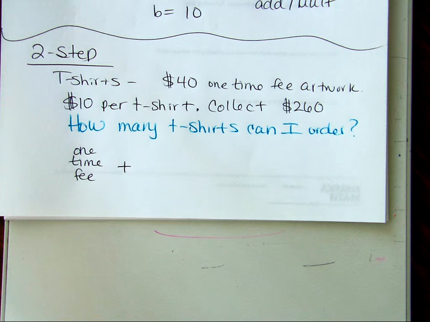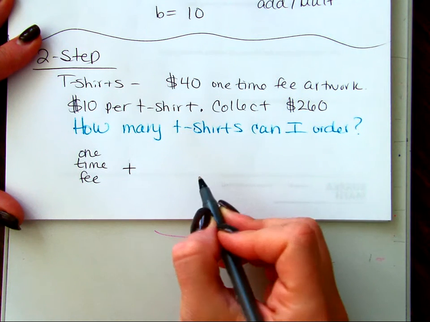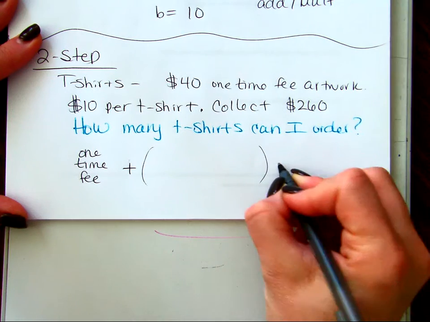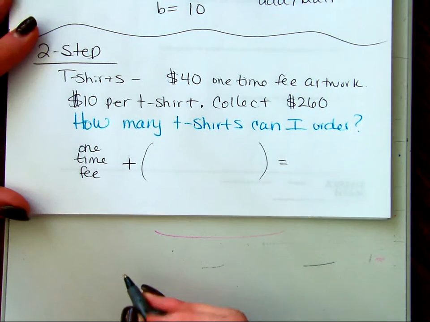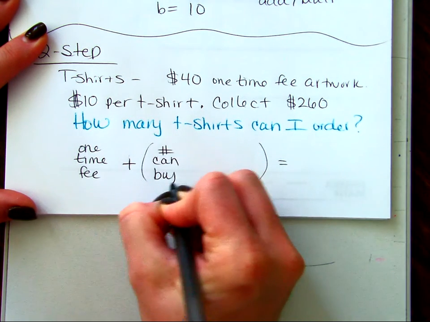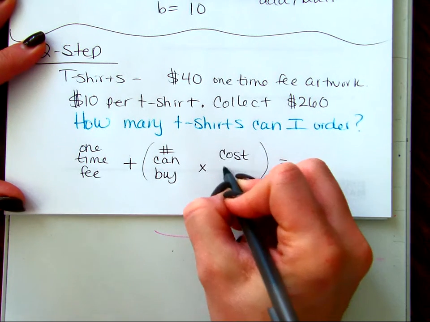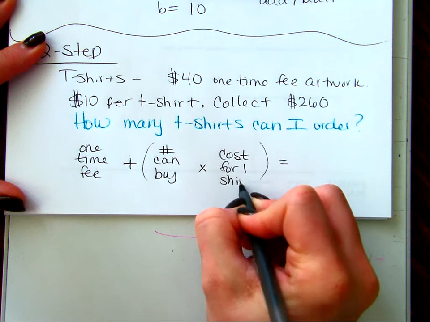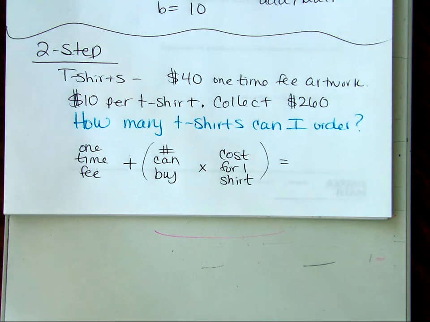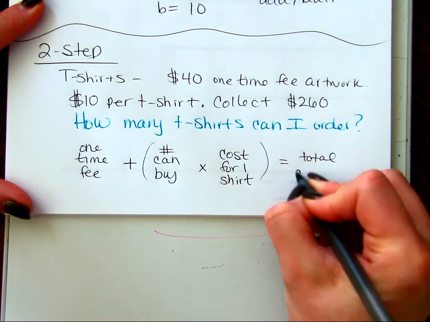So what should your operations in your equation be? Add, and multiply, right? So there's my add, and the next one should be multiply. So here's what I'm going to multiply, and I want to put it in parentheses. I'm going to multiply the number of shirts that you can buy times what? The cost for one shirt. And then that should all equal the total amount that was collected.